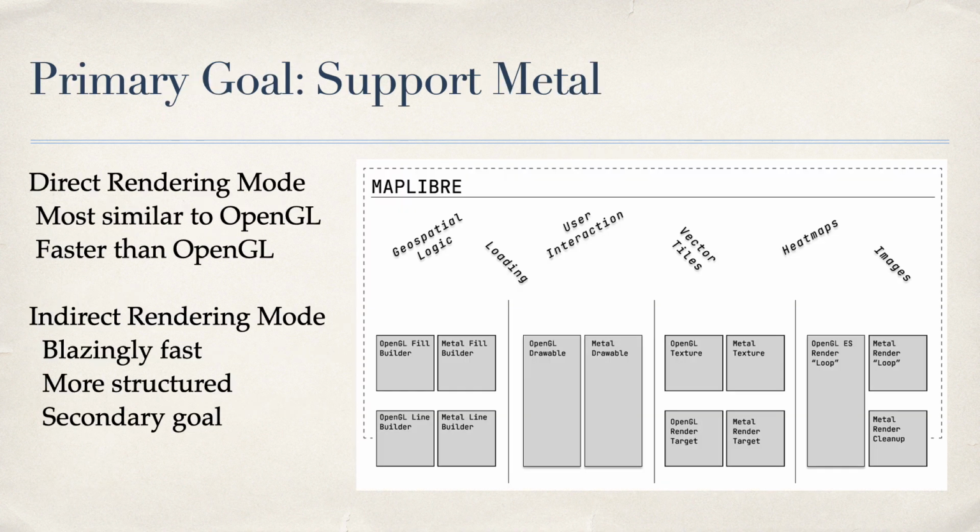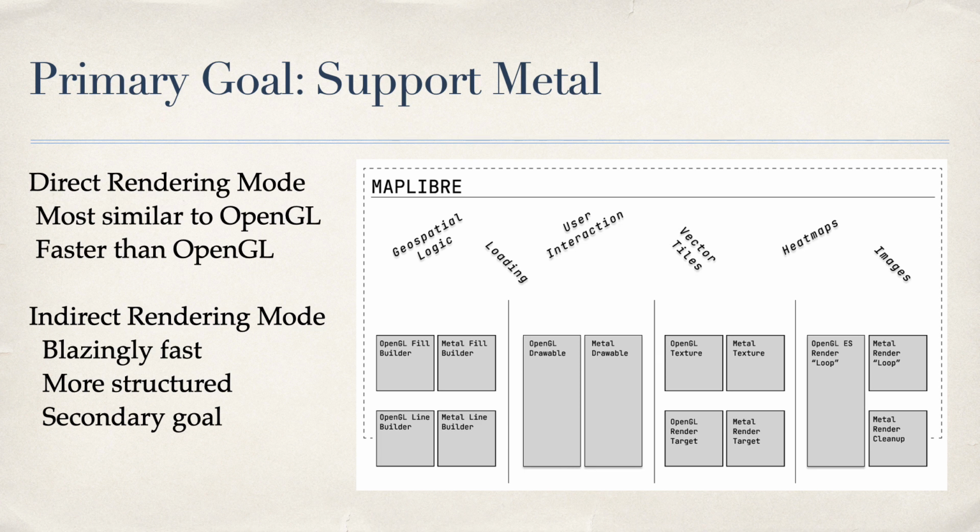The primary goal, obviously, was to support Metal. That was the existential problem with MapLibre Native. Is it, by not supporting Metal, you're kind of going to end of life the toolkit on iOS pretty quickly, and that's just not really acceptable in the mobile world. Everyone who develops a mobile app needs to be able to know they can get to the other platform just as well. So we were starting with a direct rendering mode.